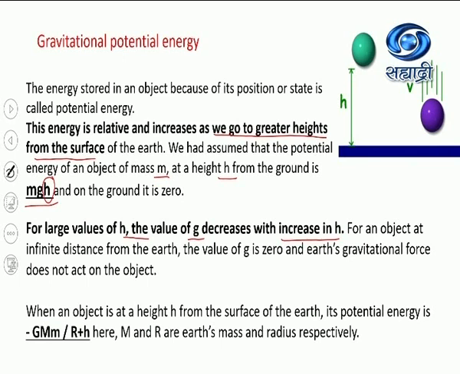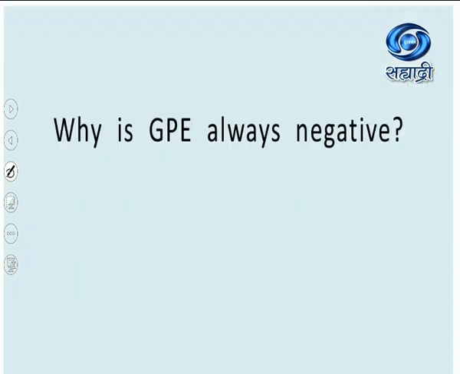When an object is at a height h from the surface of the earth, its potential energy is minus GMm upon R plus h, where m, capital M and R are the object's mass, the earth's mass and radius respectively. Just watch this video on why this gravitational potential energy is negative.